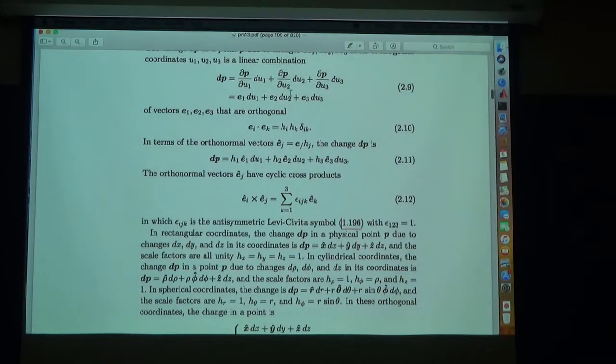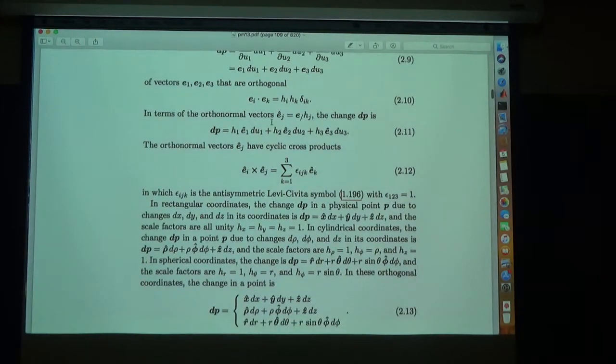What you can typically do, of course, is you want these vectors to be orthogonal because it's nicer to have things that are orthogonal. And here they're not necessarily normalized. Ei dot Ek is Hi Hk, those are scale factors, times the Kronecker delta, delta ik.